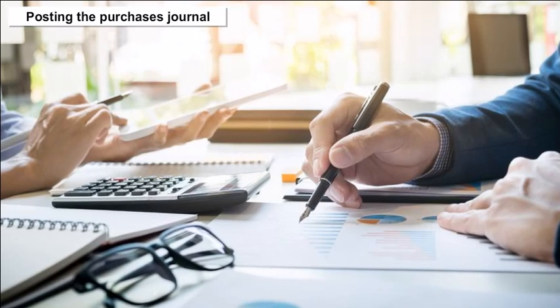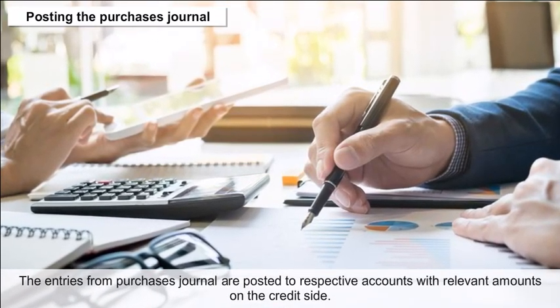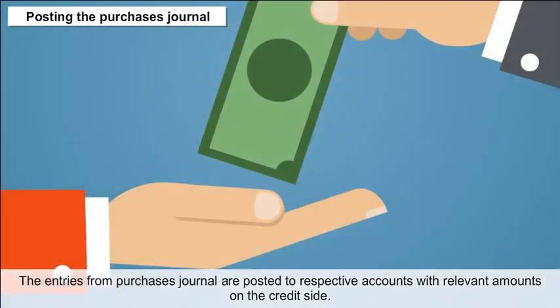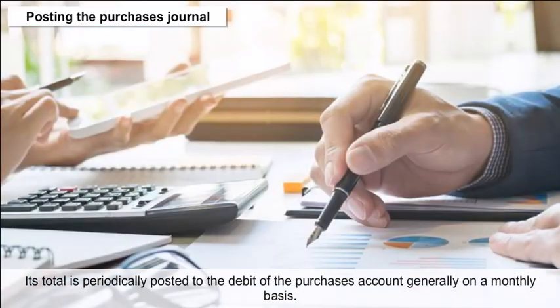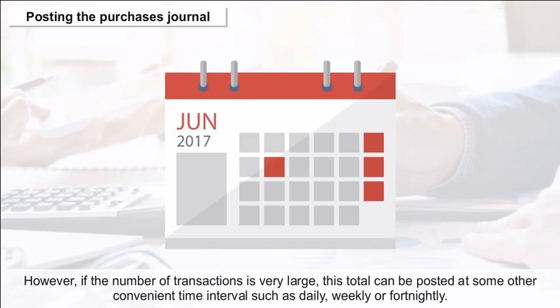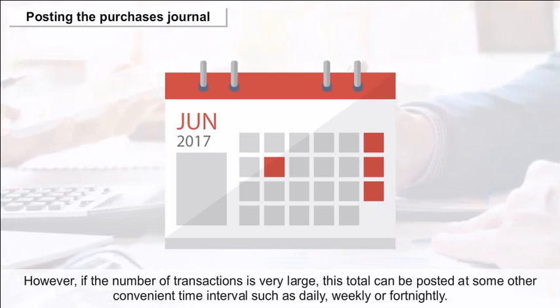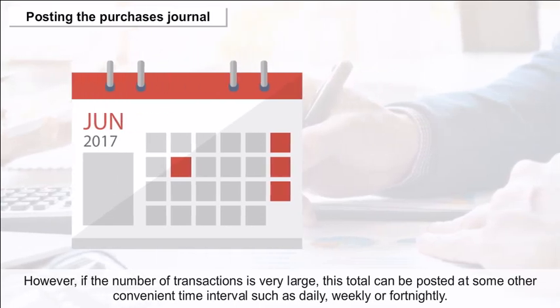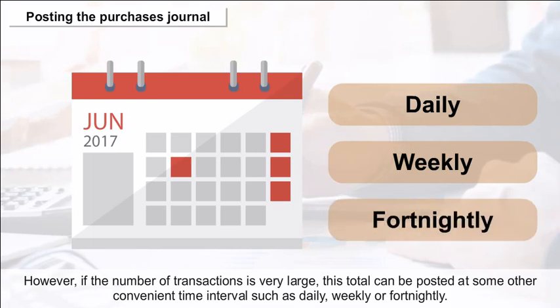Posting the Purchases Journal. The entries from Purchases Journal are posted to respective accounts with relevant amounts on the credit side. The total of the Purchases Journal is periodically posted to the debit of the Purchases account, normally on a monthly basis. However, if the number of transactions is very large, this total may be posted at some other convenient time intervals such as daily, weekly or fortnightly.